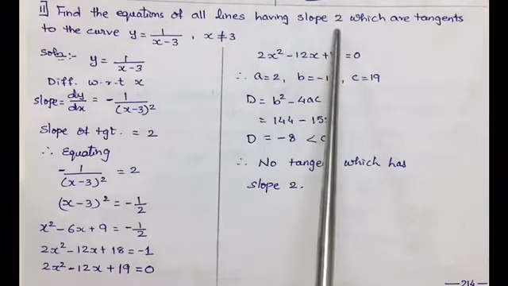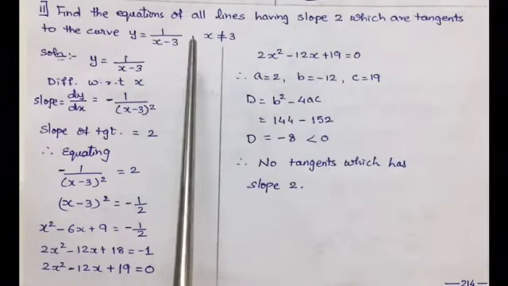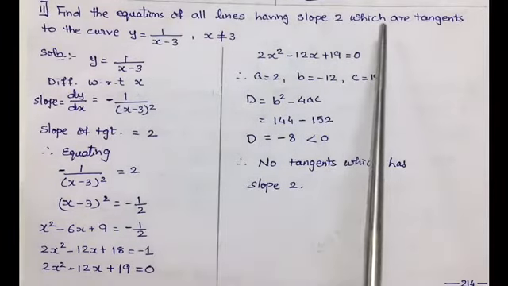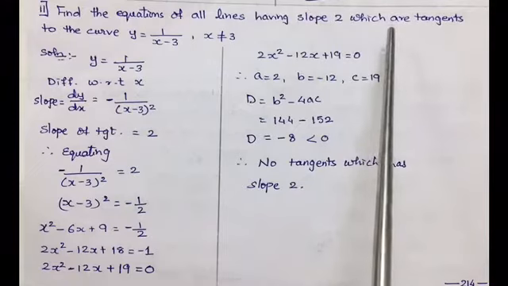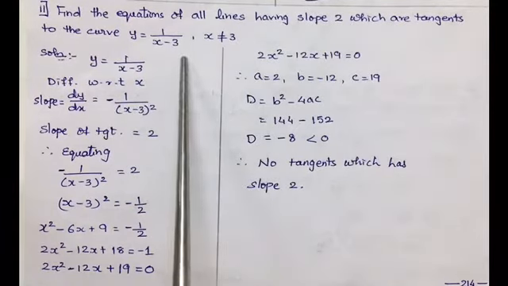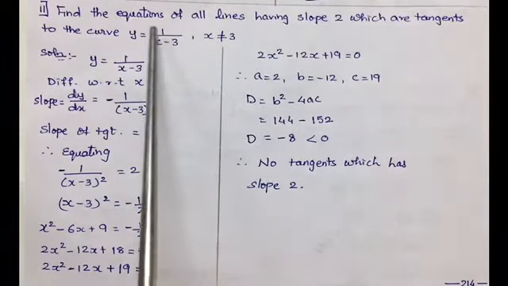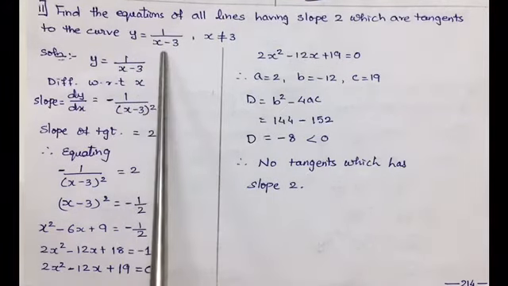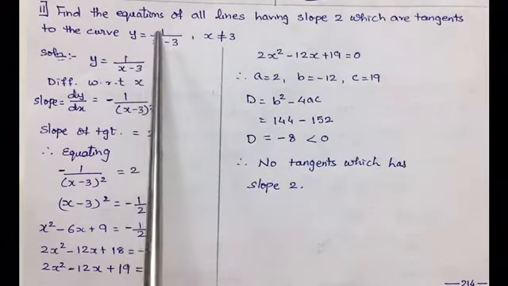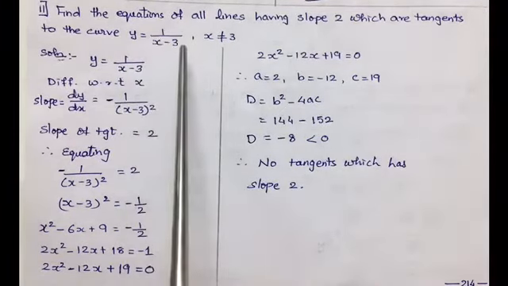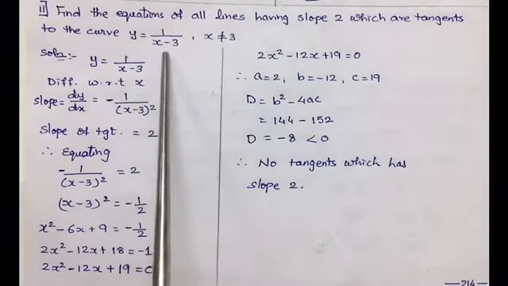Slope is given of the tangent, but we need to calculate the equation of tangent, so we need points here. Now when we differentiate the equation of the curve, that is y equal to 1 upon x minus 3, we will get the slope of tangent.